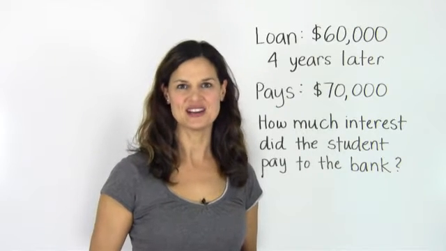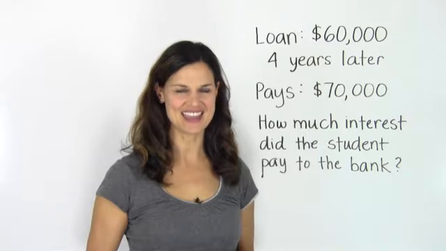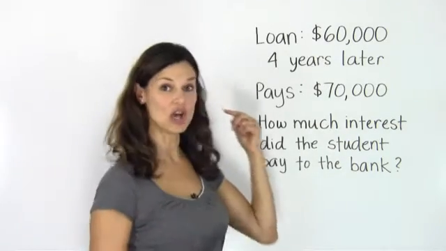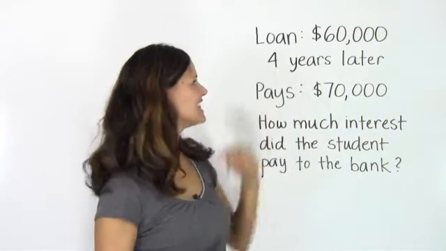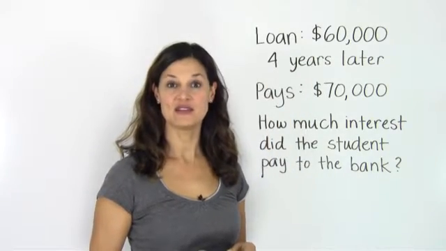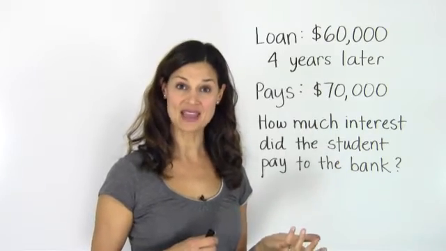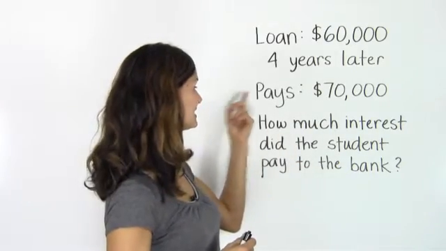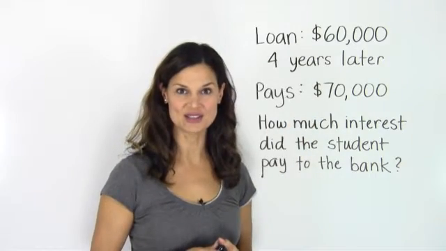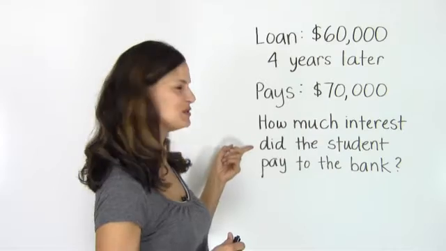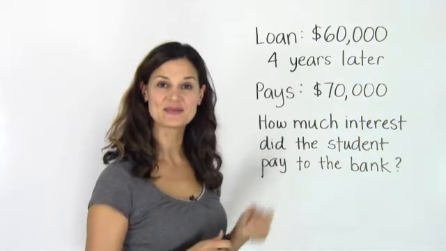For simple interest, we're going to begin by looking at an example. Let's imagine that a student takes out a loan from a bank for $60,000. And 4 years later, when she's finished with college, she pays back her loan, and she pays $70,000. So our question is, how much interest did the student pay to the bank?